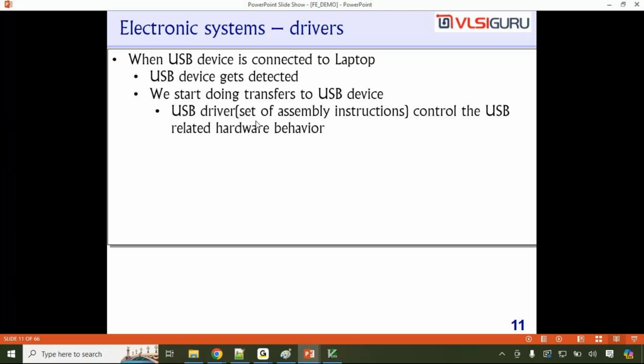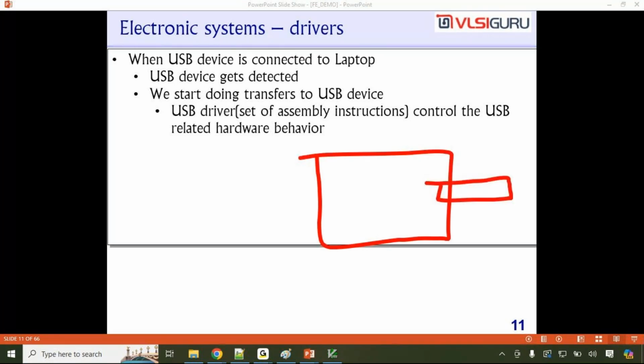Let's say this is my laptop, this is my pen drive. Whatever communication happens between them happens in something called frames. They're called USB frames. It is the responsibility of the USB driver to generate those frames. Who can tell me whose responsibility it is to generate the frames? It is the responsibility of the USB driver.